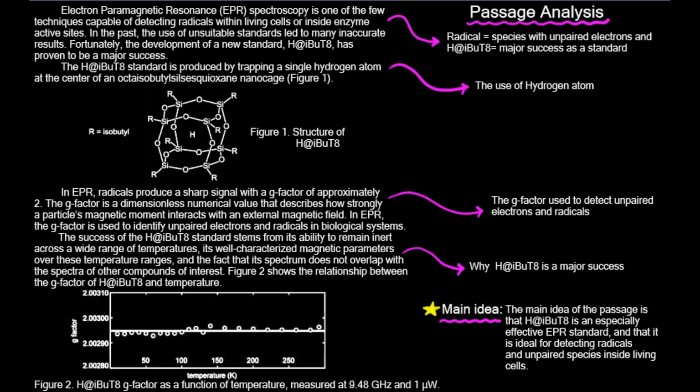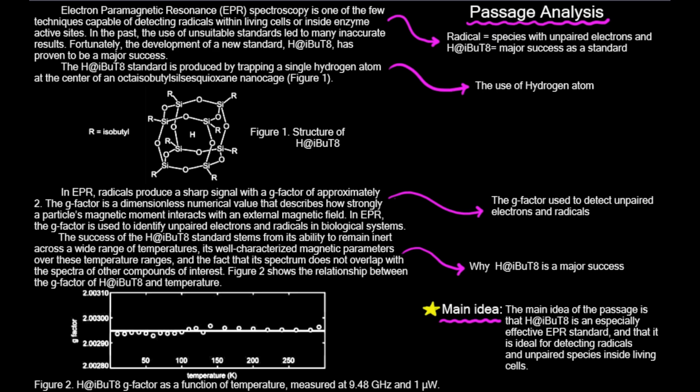In paragraph 4, the author explains why the standard is considered a major success and introduces the figure. The main idea of the passage is that HatIBUT8, which was the standard they used, is an effective EPR standard and that it is ideal for detecting radicals and unpaired species inside living cells.